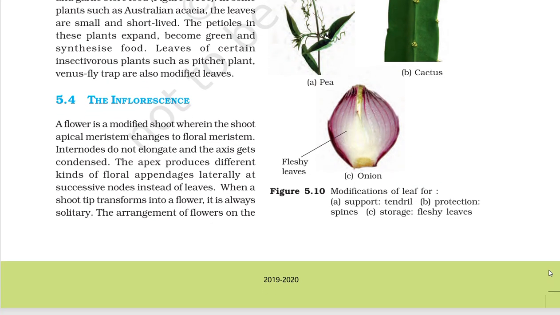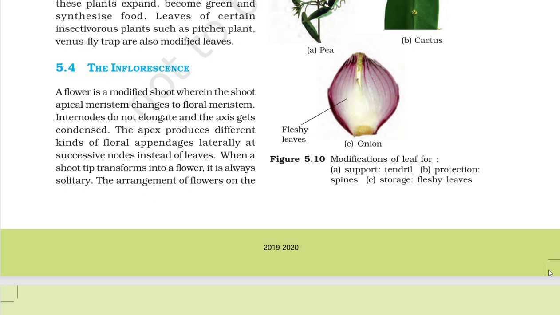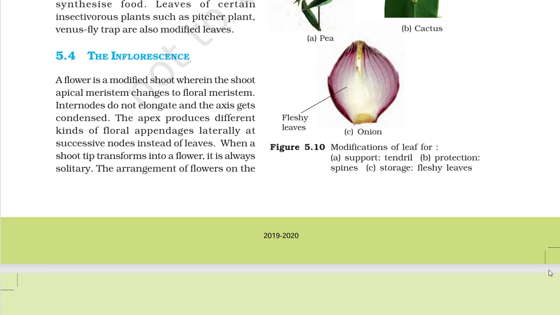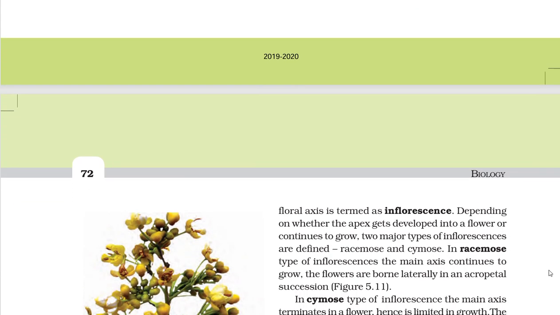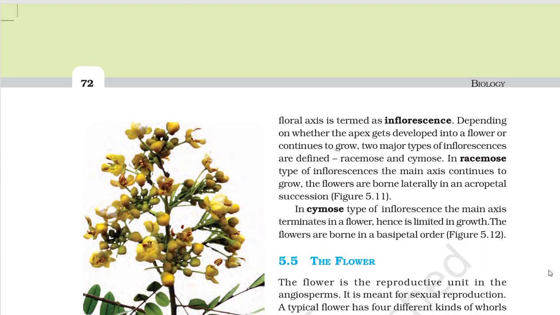5.4 The inflorescence. A flower is a modified shoot wherein the shoot apical meristem changes to floral meristem. Internodes do not elongate and the axes get condensed. The apex produces different kinds of floral appendages laterally as successive nodes instead of leaves. When a shoot tip transforms into a flower, it is always solitary. The arrangement of flowers on the floral axis is termed as inflorescence.